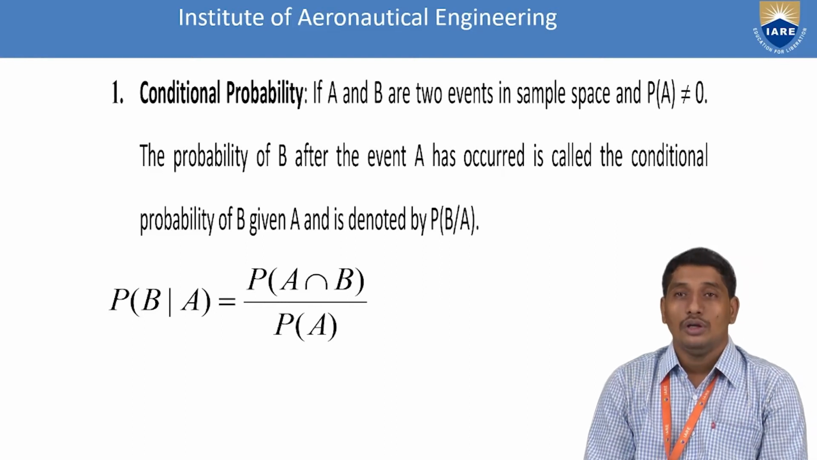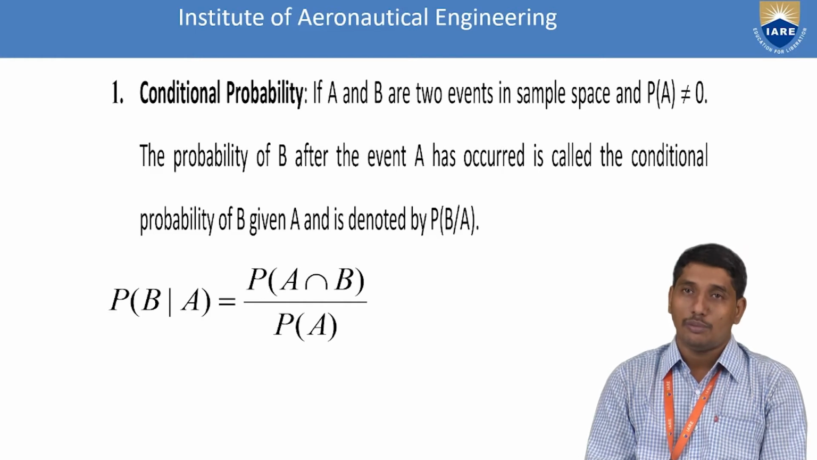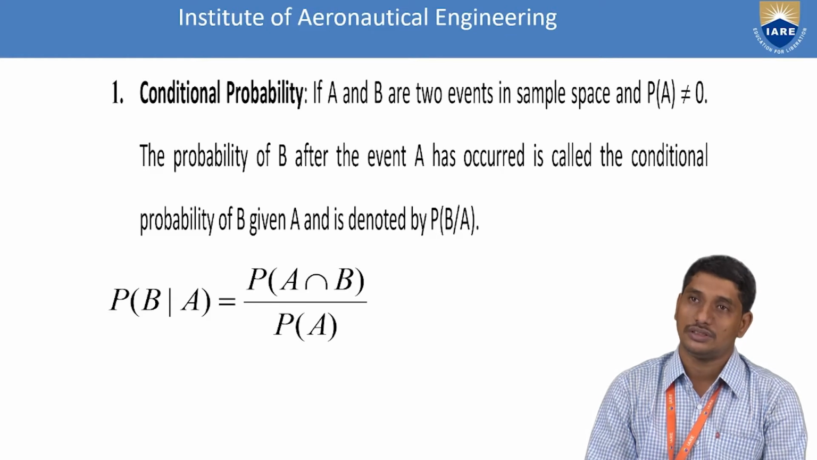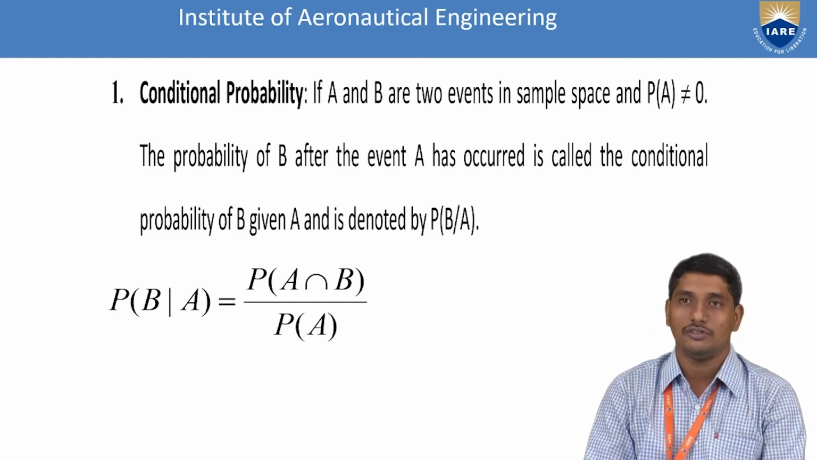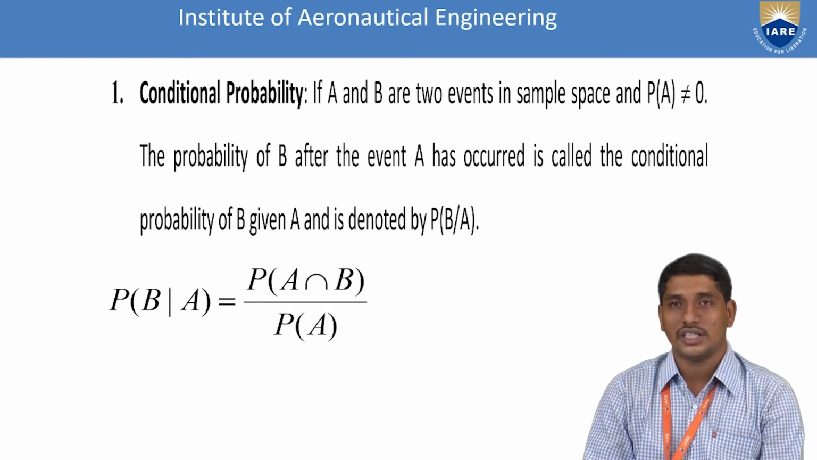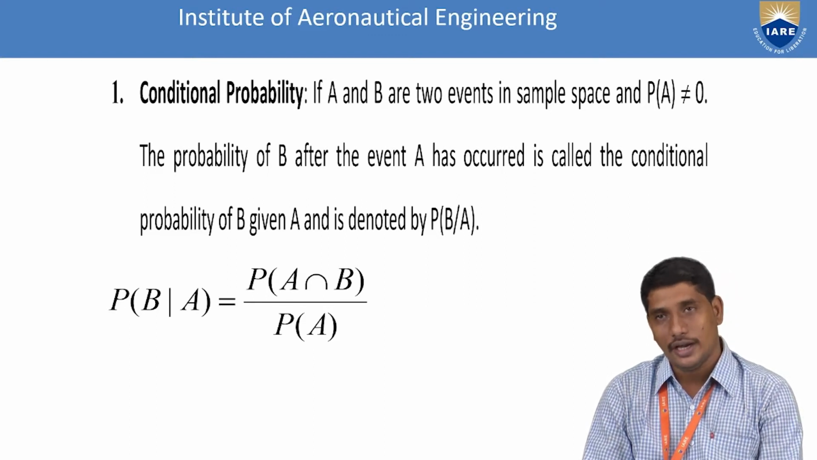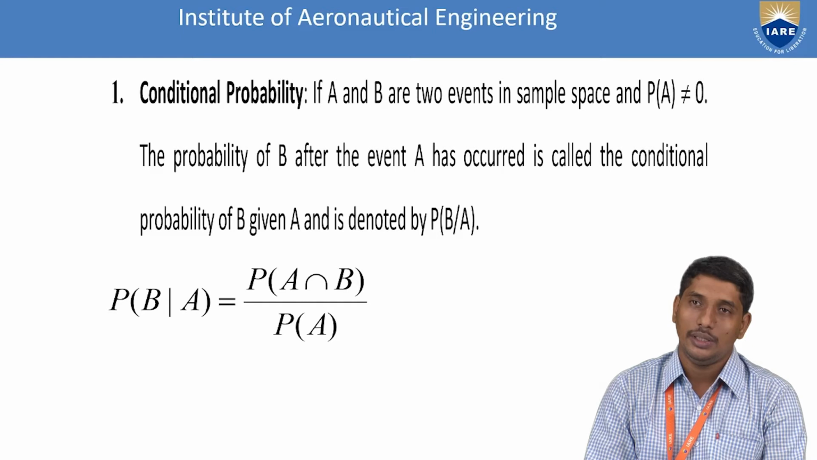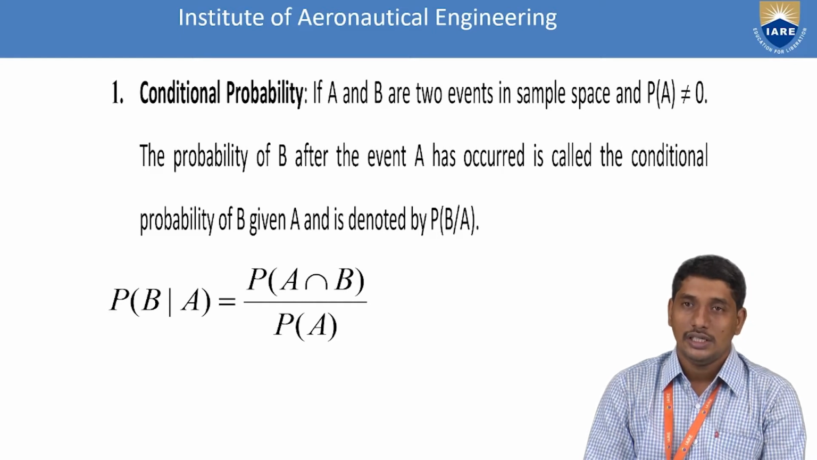Now we are going to define a new kind of probability called conditional probability. Let us consider two events A and B in a sample space S such that both have non-zero probability, that is P of A not equal to 0 and P of B not equal to 0. Then the conditional probability of B, given that A has already happened, that is, under the condition that A has already happened, the probability of happening of B, which is denoted by P of B by A, is defined as their common probability over A's probability.